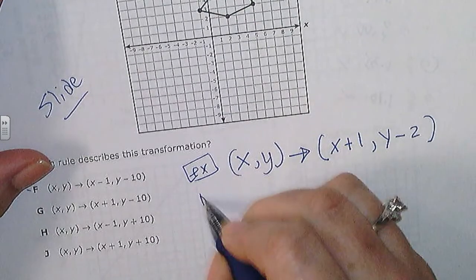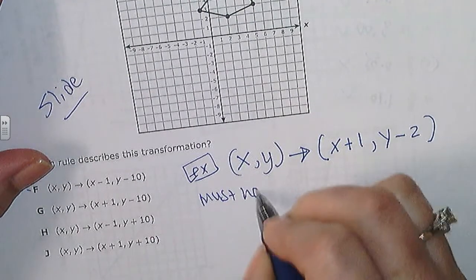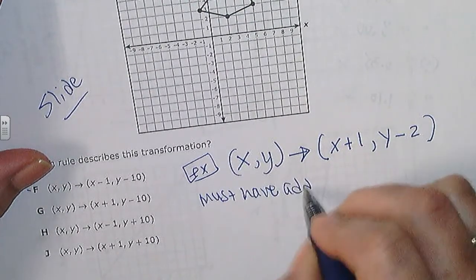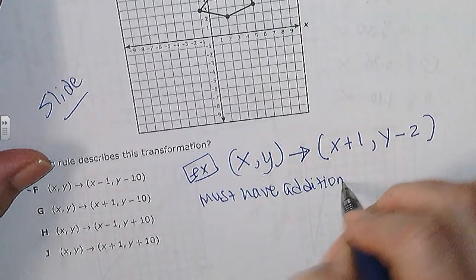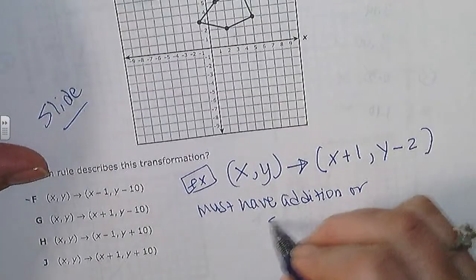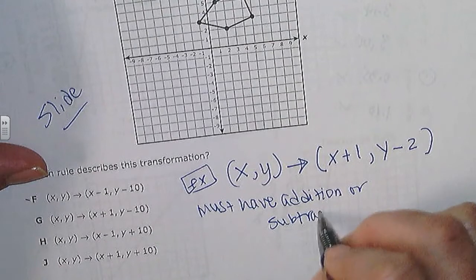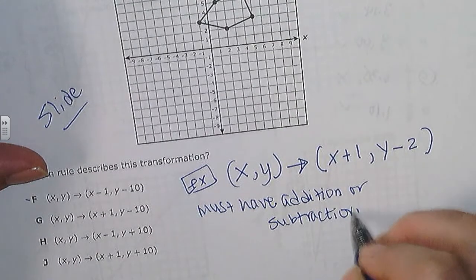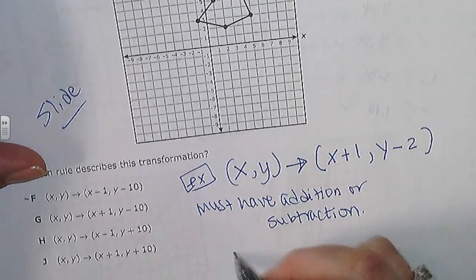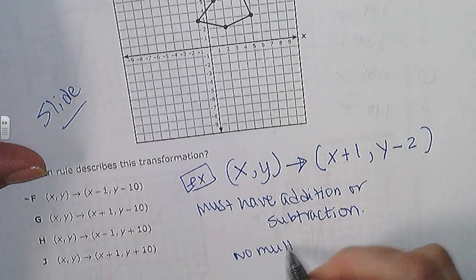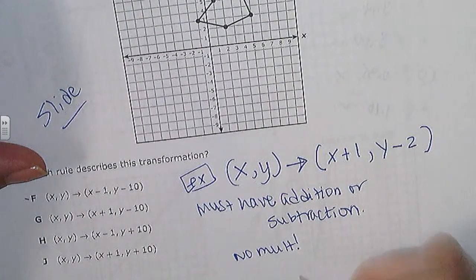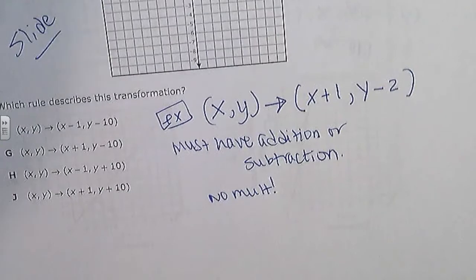So I'm going to put must have addition or subtraction. So what else does that say? No multiplying. That's what that says. So I think up there it said 1 unit to the left, correct?